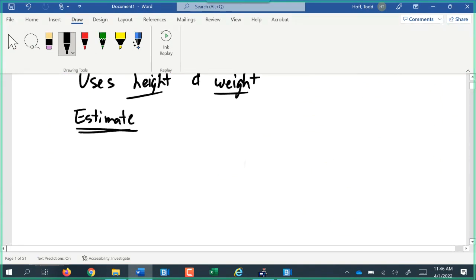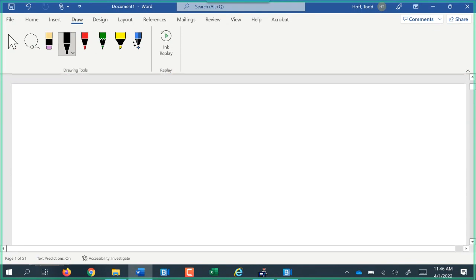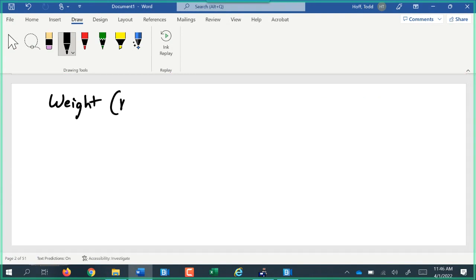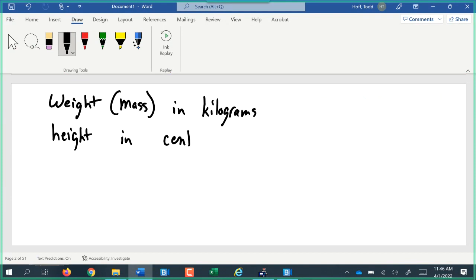for our dosage calculations. So our first version of the formula is for weight, which technically we know is mass, in kilograms, and height in centimeters. That's important. Weight has to be in kilograms, height in centimeters.